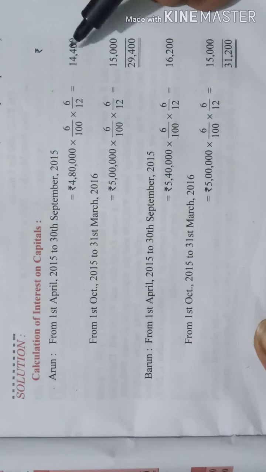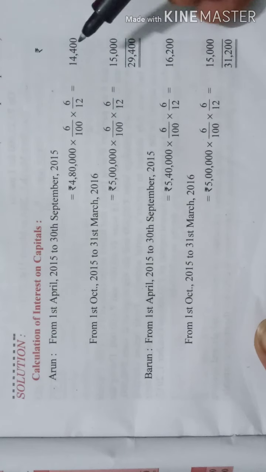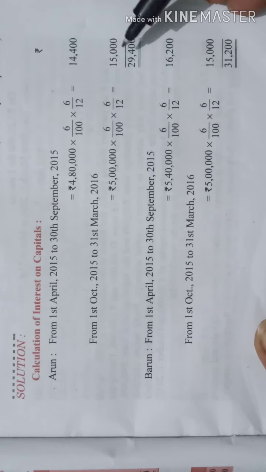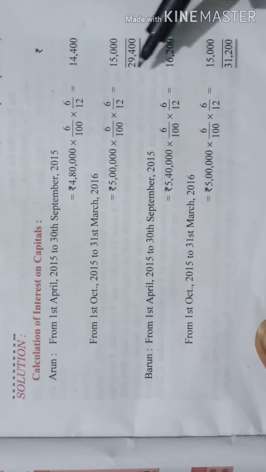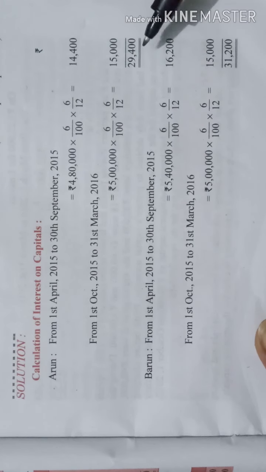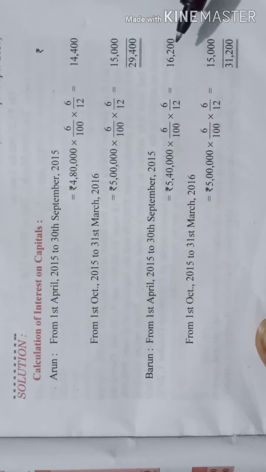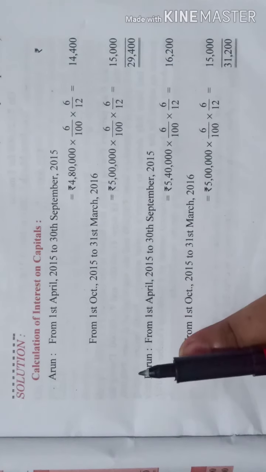Now I will add both of these. That means first part from 1st April to 30th September, second part from 1st October to 31st March. Total up. Now 29,000 is the total interest of the year for Arun. Okay. Now next partner, Barun.